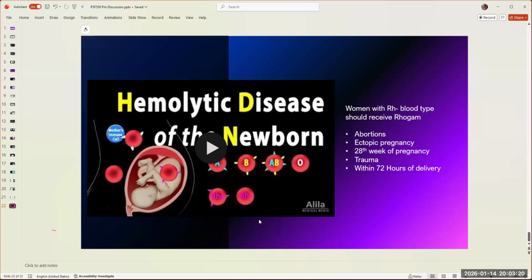Let's put it very plainly. Every woman with Rh negative blood needs RhoGAM. We always assume the baby is Rh positive. So if she has an abortion, she will need RhoGAM, to protect the next baby that she gets pregnant with. If she has an ectopic pregnancy, she needs it. We routinely give it at 28 weeks.